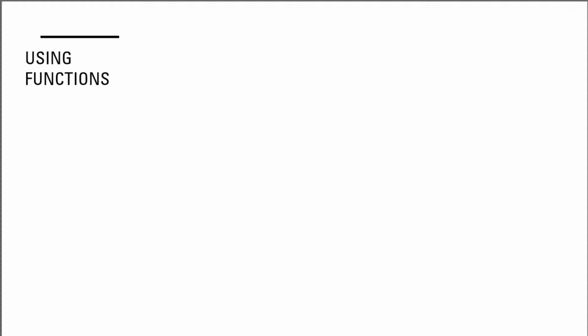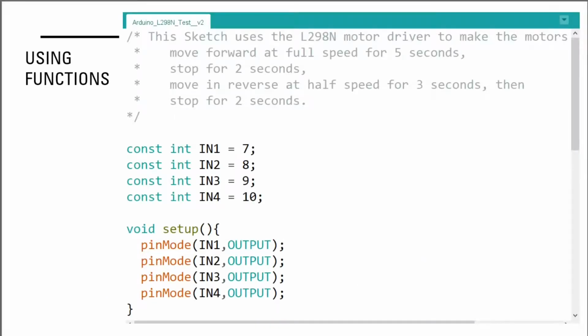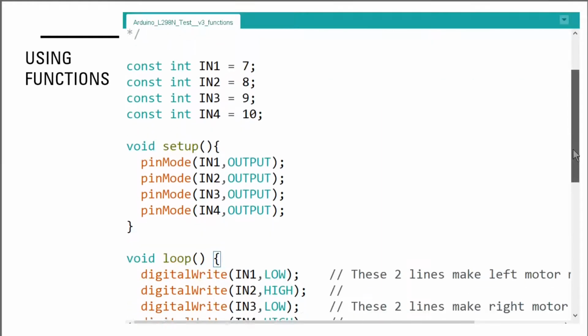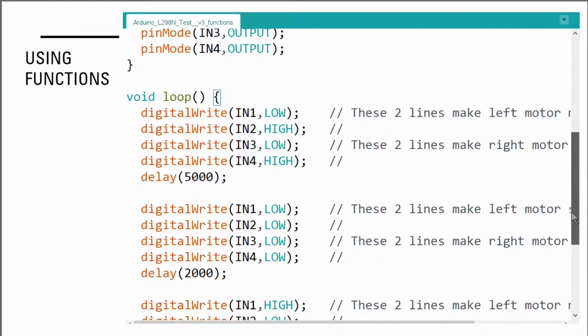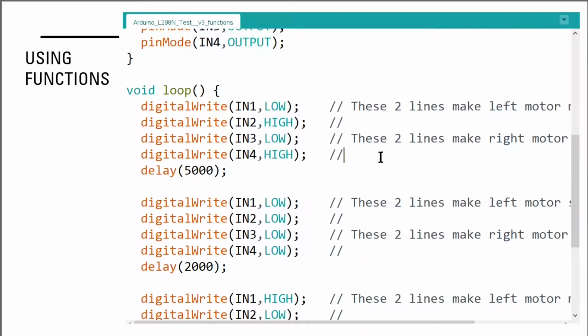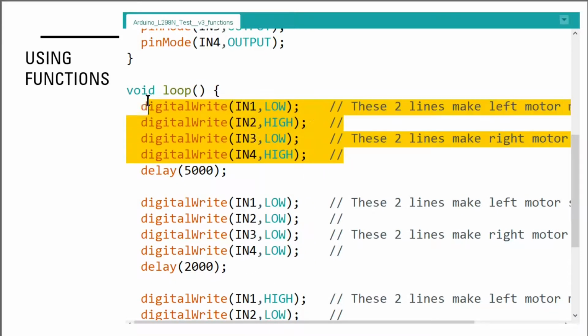So how do we create functions? First, let's go back to our Arduino code and save it as another file so we can go back if we need to. I appended v3 functions at the end. Then I look at these lines of code. If you remember, these 4 lines of code make the motor move forward. Okay, let's copy those lines of code.